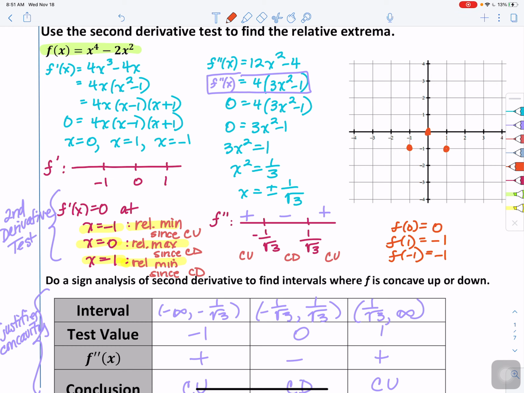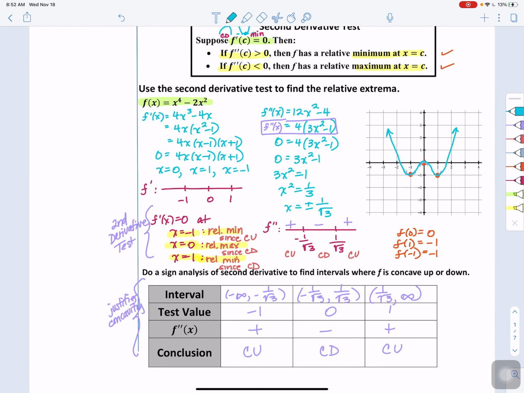And we are concave down here and up and up. So to go ahead and just sketch that graph, just kind of come through like that. Everything's very smooth and maybe something like that. So it's kind of cool.